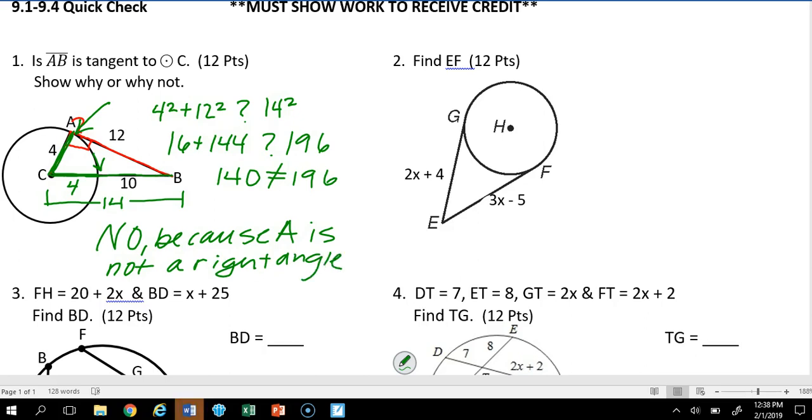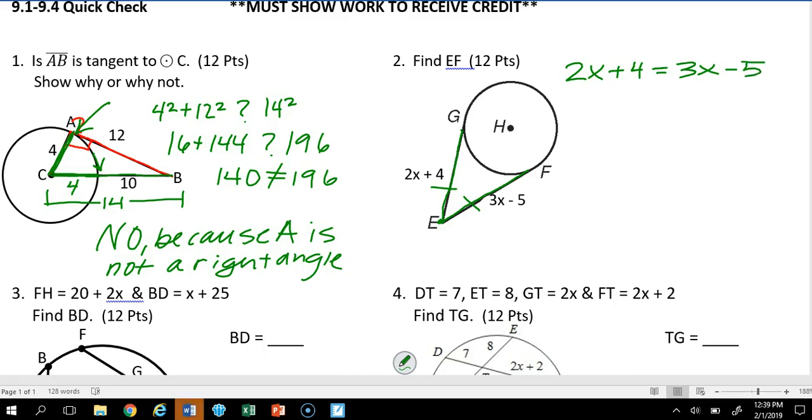Now over here for number 2, it says find EF. Now what I notice is that we have two tangents. This is a tangent and this is a tangent because it touches a circle at one point. Two tangents coming from the same point. That means these two tangents are congruent. So we're going to set these two equations equal to each other. So that's 2x plus 4 equals 3x minus 5.